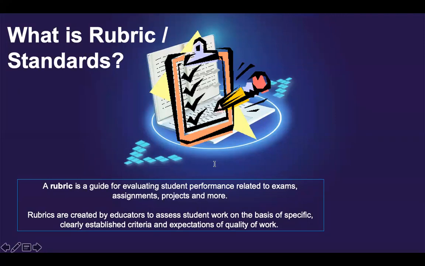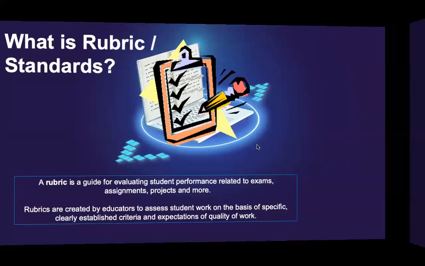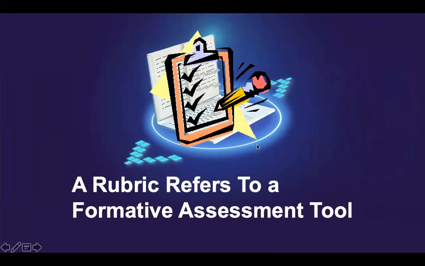That is how learners get what the requirement of the student work is, how the work should be measured qualitatively, and how student work fits into that measurement. That is basically how the rubrics work. When we are talking about rubrics, a rubric refers to a formative assessment tool.